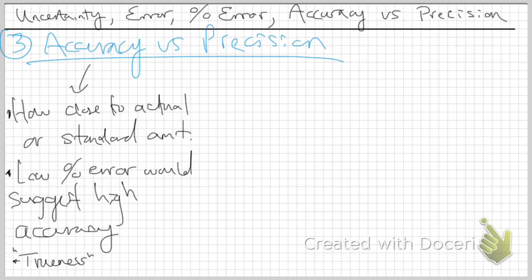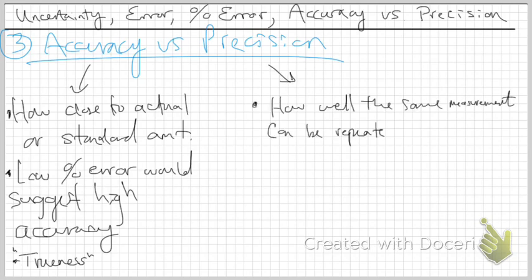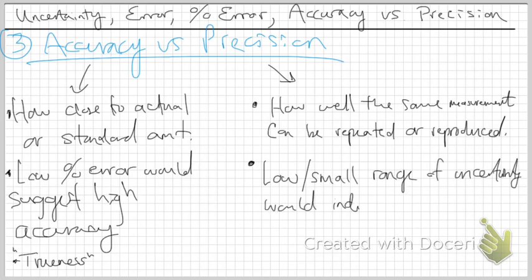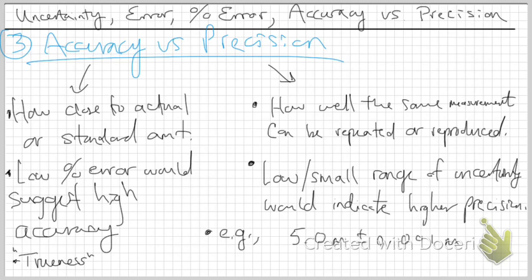Okay, it's further from the actual amount. This is sometimes referred to generally as trueness in experimentation, and a low percent error would suggest a higher accuracy in our lab work. Okay, precision, on the other hand, is how well the same measurement can be repeated or reproduced. A low or small range of uncertainty would indicate higher precision.